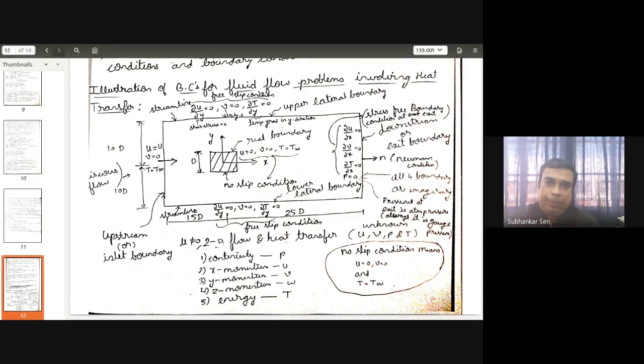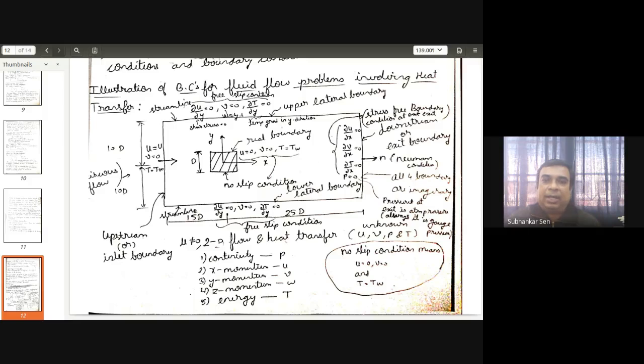By no slip, we mean no relative velocity. So velocity components will be 0 and temperature will be same for the fluid and solid. Similarly, at the inlet boundary, we give the free stream condition. Free stream condition implies the air is coming with the free stream velocity. Whatever the velocity the air is coming with, that is known as the free stream velocity. This is a one-dimensional velocity. Because of that, V will be 0, and this is the free stream temperature.